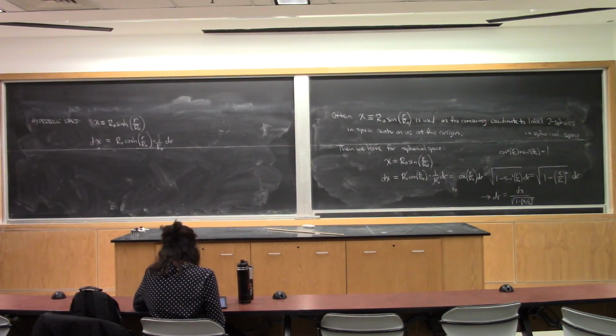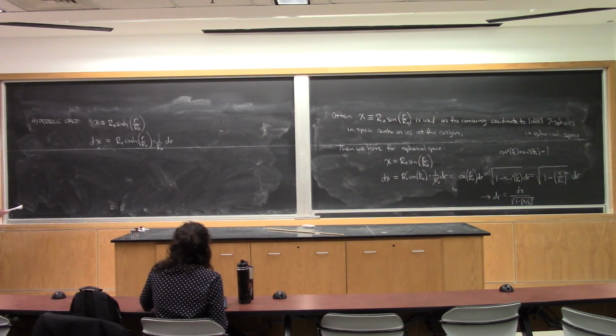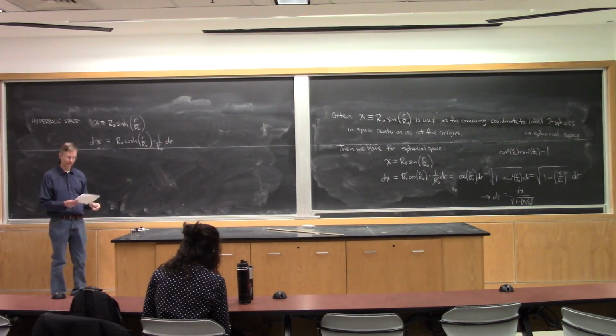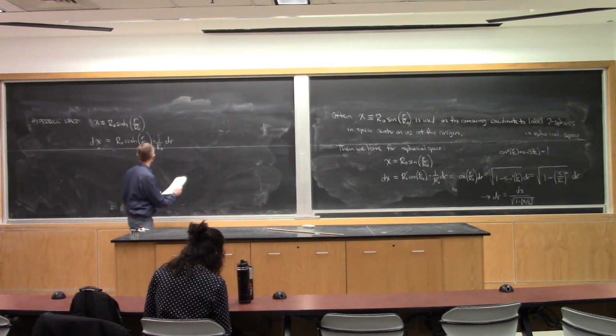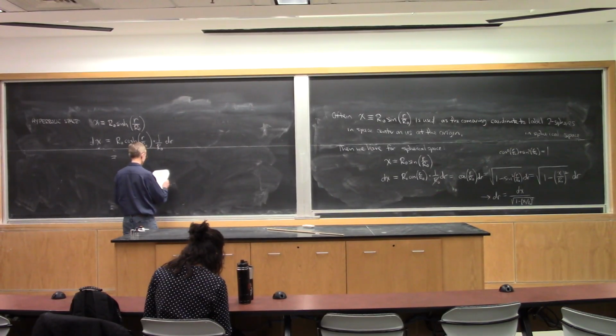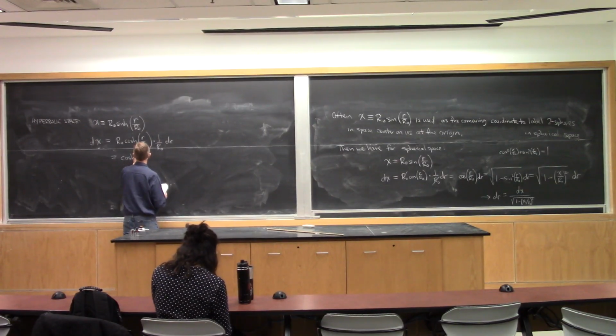Sinh differentiates to cosh, as you can easily convince yourself, because cosh is e to the x plus e to the minus x over 2. Part of the reason we make the definitions is because you get those similarities like that. So this is just cosh r over r naught dr.